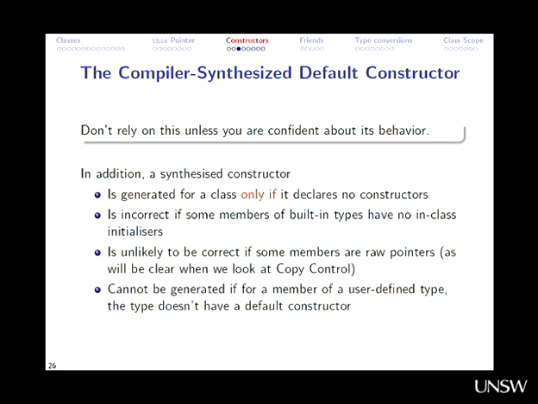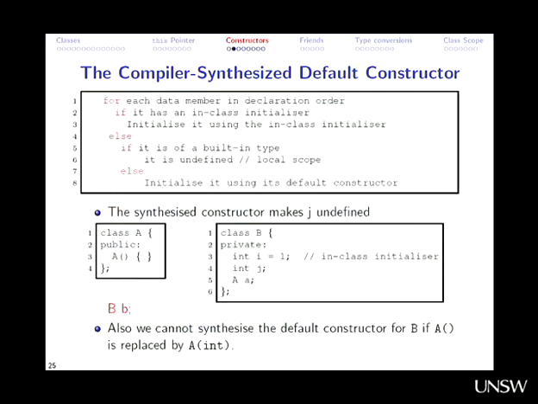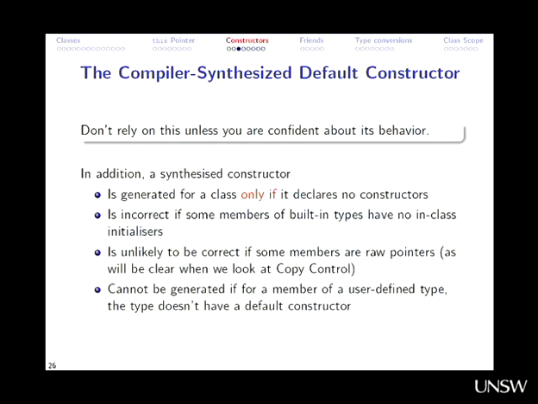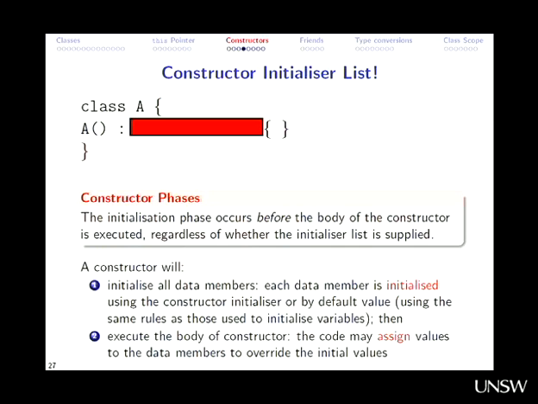And it can't be generated for a member of a user-defined type if the type doesn't have a default constructor. Okay, so as in the previous slide, if we modified A to not be of that form anymore, but to take in an argument like an int, then this won't compile. Okay.